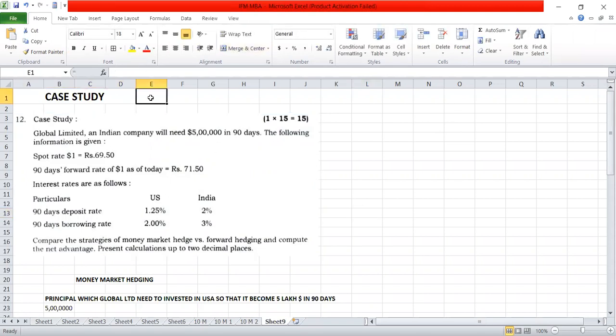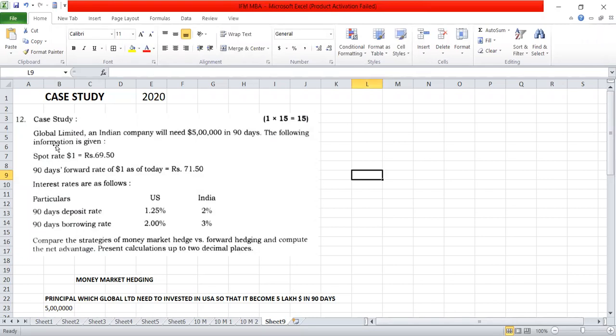Case study question 2020. Usually they'll ask this as a case study, or sometimes as a 10 marks question. This is also about exchange, with forward exchange. It's the same as the last problem we did, with a little adjustment. That's it. Now we'll discuss this problem.